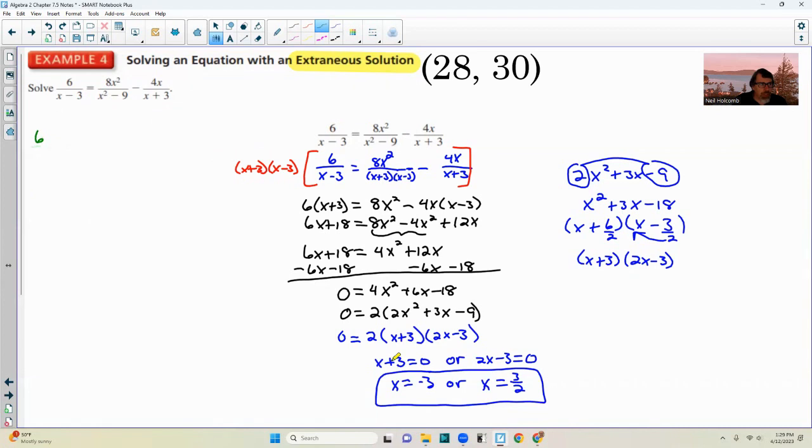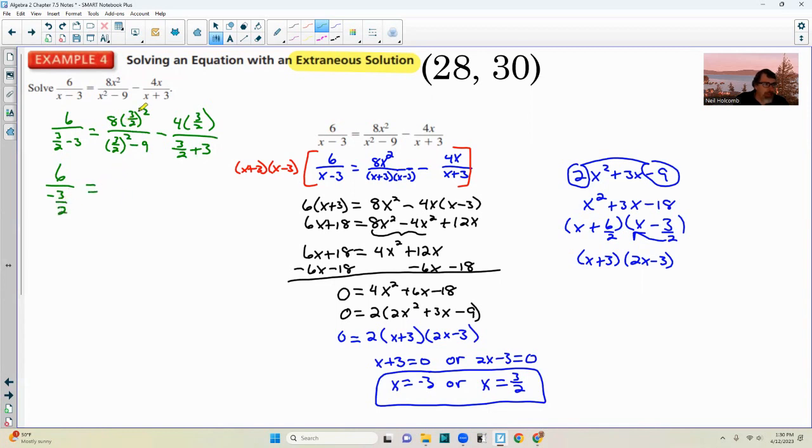Okay, so now I'm just going to check my other solution, and I'm going to substitute in 3 halves. So I'm just going to write this whole thing with 3 halves plugged in. 6 over 3 over 2 minus 3 equals 8 times 3 over 2 squared over 3 over 2 squared minus 9 minus 4 times 3 over 2 over 3 over 2 plus 3. So 3 halves is 1.5 minus 3 is negative 3 halves. So that's going to become 6 over a negative 3 halves.